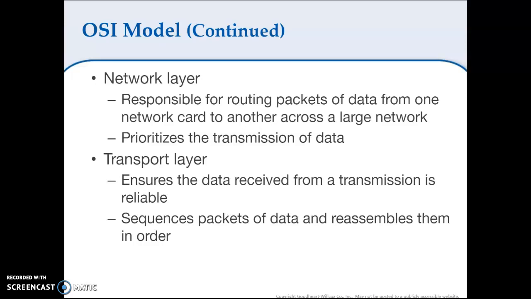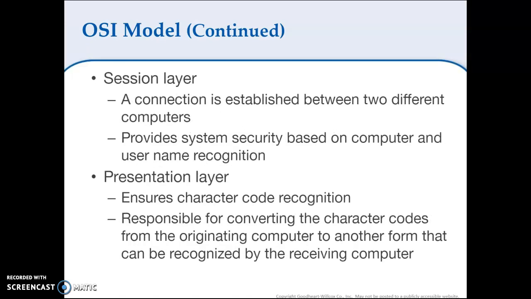Once it gets to the transport layer, we now have it ensured that the data received from the transmission is reliable, and that it also sequences the packets of data and reassembles them in order so that they can be received and interpreted. Then moving on to the session layer, a connection is established between two different computers. It also provides system security based on the computer and the username and recognition. So there's authentication going on in the session layer.